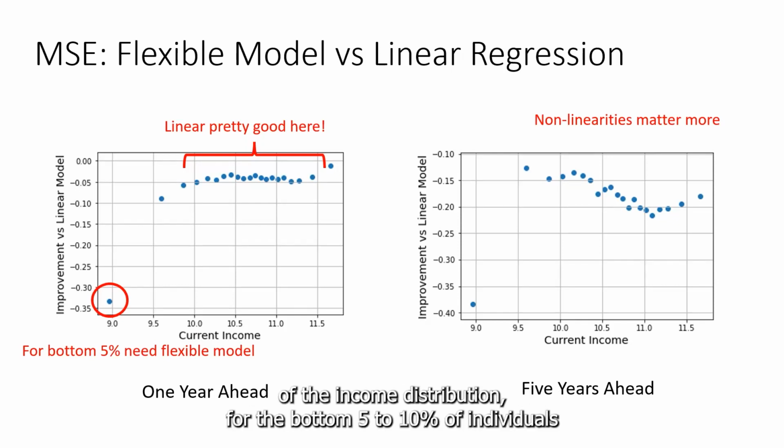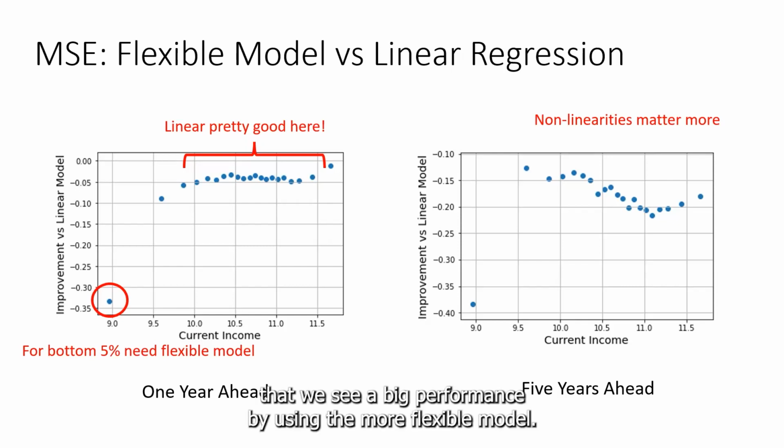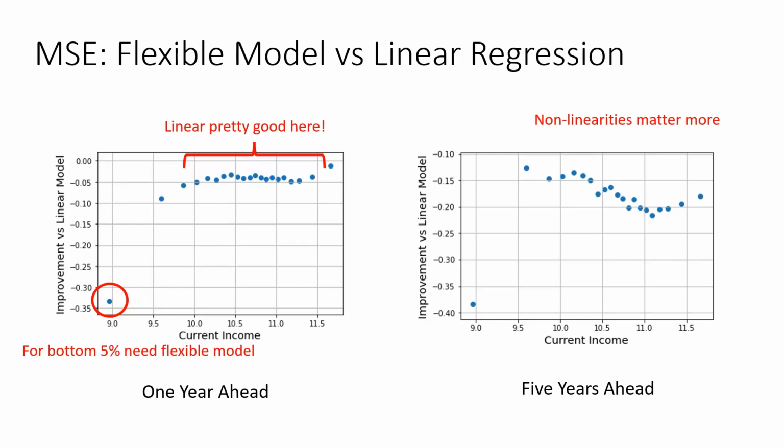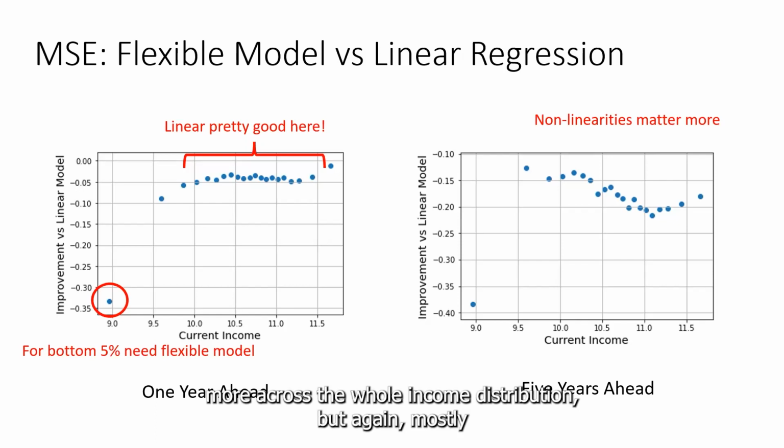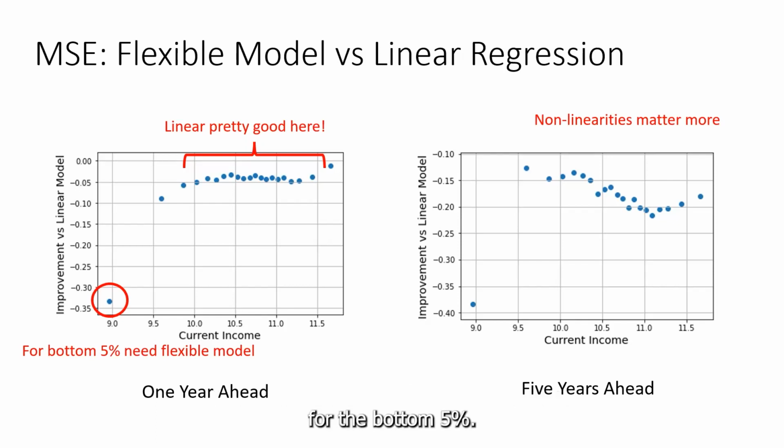But it's really for the bottom of the income distribution, for the bottom 5 to 10% of individuals, that we see a big performance gain by using the more flexible model. Likewise, for 5 years ahead, the nonlinearities seem to matter more across the whole income distribution, but again, mostly for the bottom 5%.